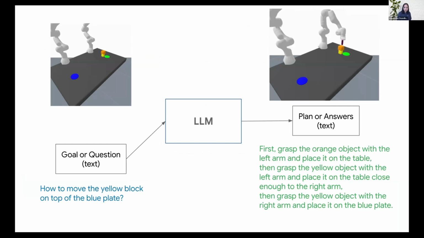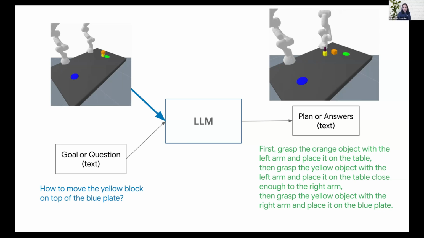So let's take a very simple environment where the model is prompted to figure out how to move this yellow block, which is under the orange block, on top of the blue plate. The model needs to come up with an answer. For example, in green on the right, we show an answer. Now, one of the big challenges is how the image should be represented for the model to reason about this particular scenario.